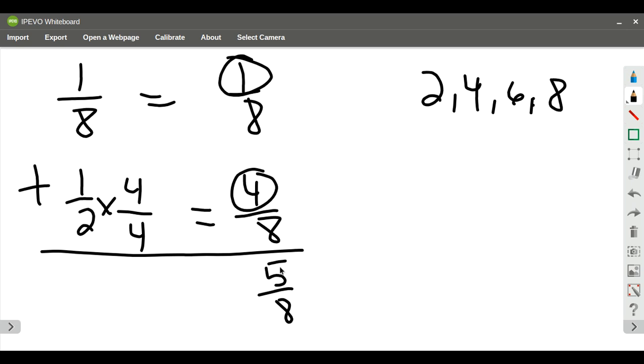And then I need to look to see if I can put that in simplest form. And so 5 is an odd number, 8 is an even number. 8 is not a multiple of 5. So this is in simplest form. And I need to make sure, because it was an answer that had a label, a unit of measurement of miles, I'm going to make sure my answer has a unit of measurement. So it's 5/8 of a mile.